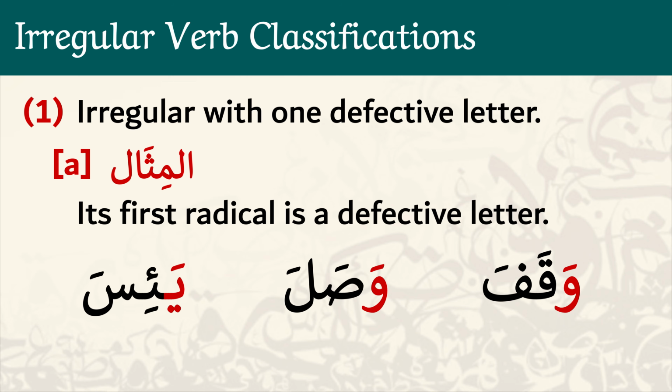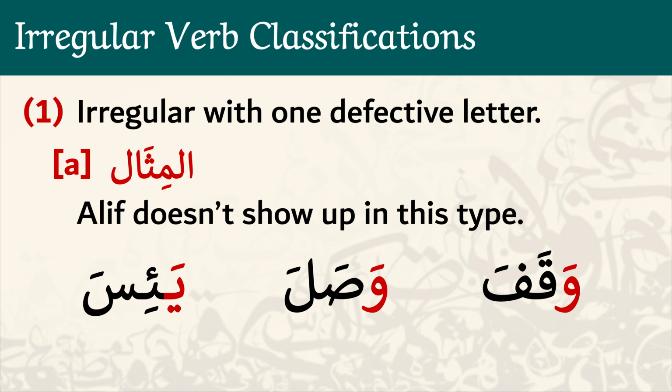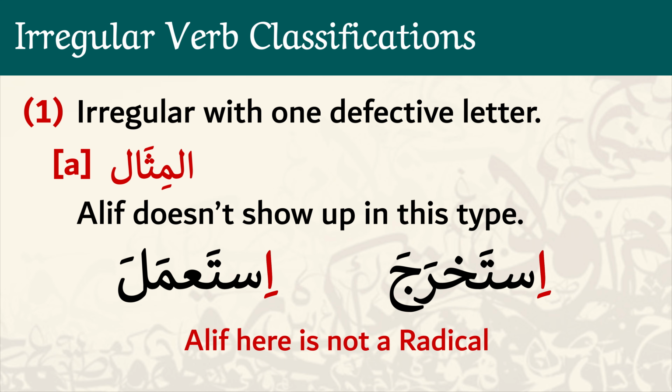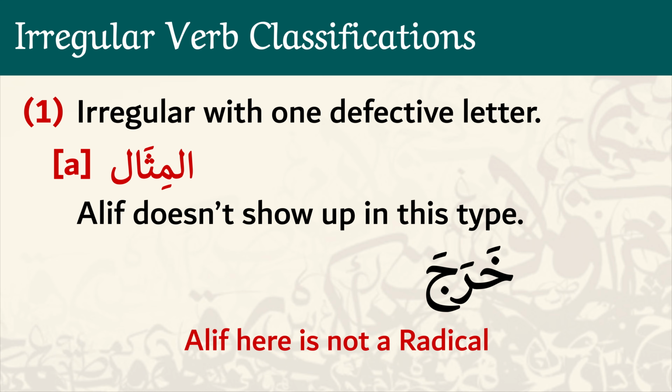In this type, the letter alif cannot show up in the beginning. It's either waw or ya. Alif cannot show up in the beginning of a verb as a defective letter. Some might say, well, there are some verbs that begin with alif, such as istakhraja, istamala. This alif here is not original, it's extra, because the radicals of these two verbs are خرج and عمل.